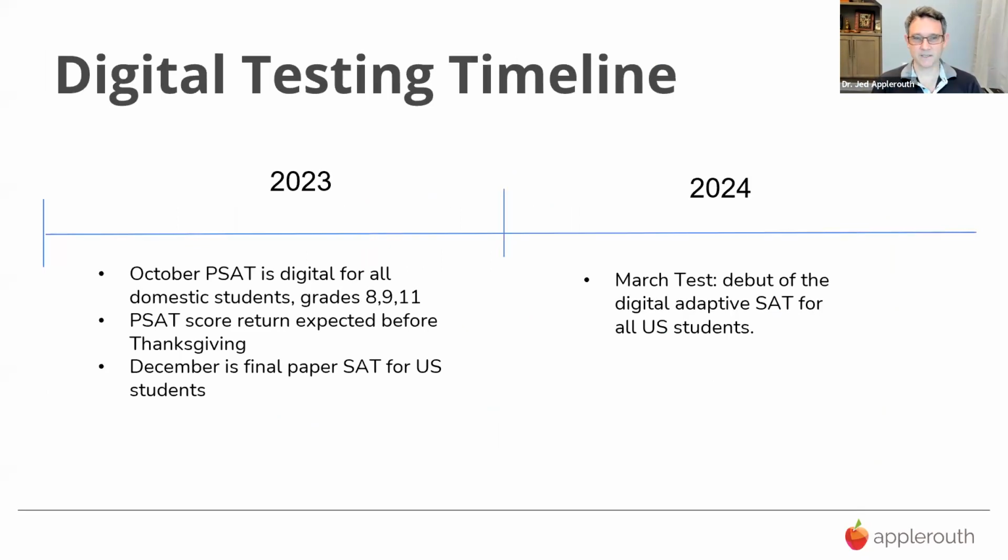The timeline is coming. In October, 8th, 9th, and 11th grade kids are taking the digital PSAT, with scores back before Thanksgiving, starting early November. And then December is the last time there's going to be a paper SAT on a national test day in the country, apart from accommodations. Then in March, everyone's taking the digital SAT, and there's no going back.